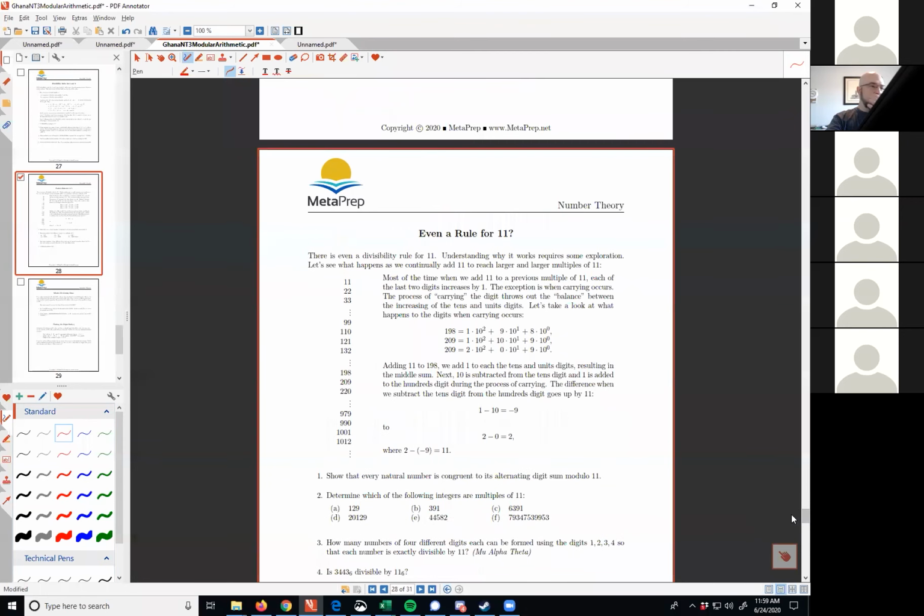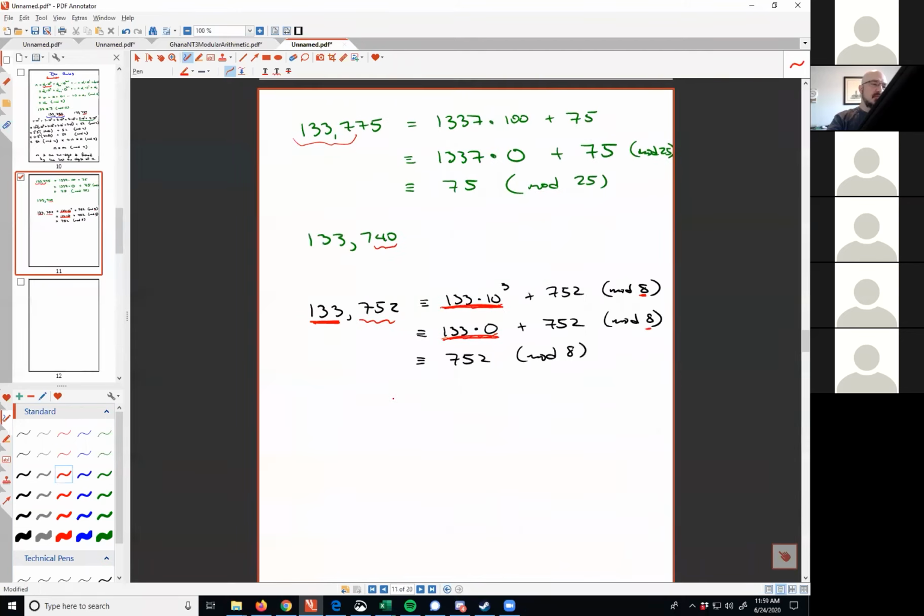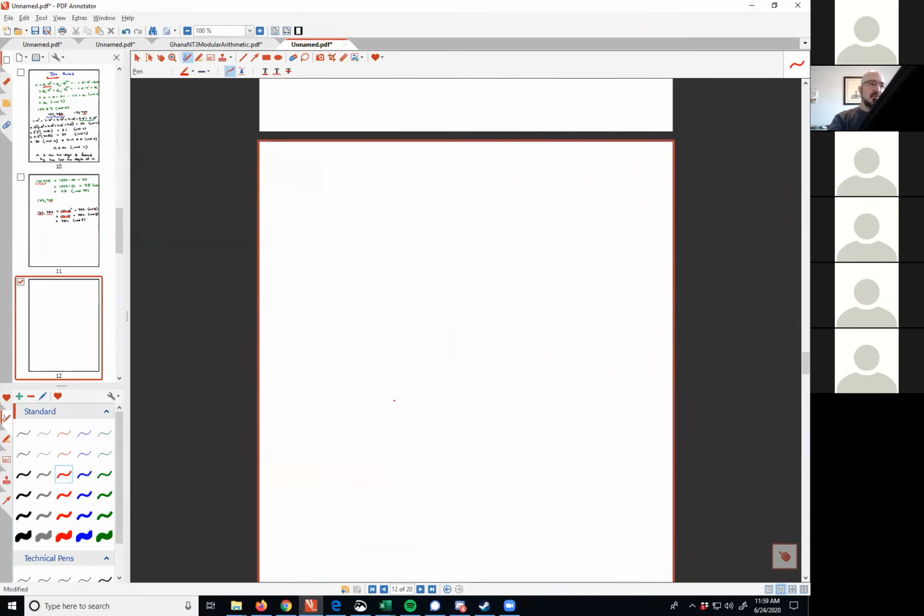But try to work as many of the exercises remaining in this document, the Ghana number theory 3 modular arithmetic document. But let's take a look at divisibility rules for 3 and 9.